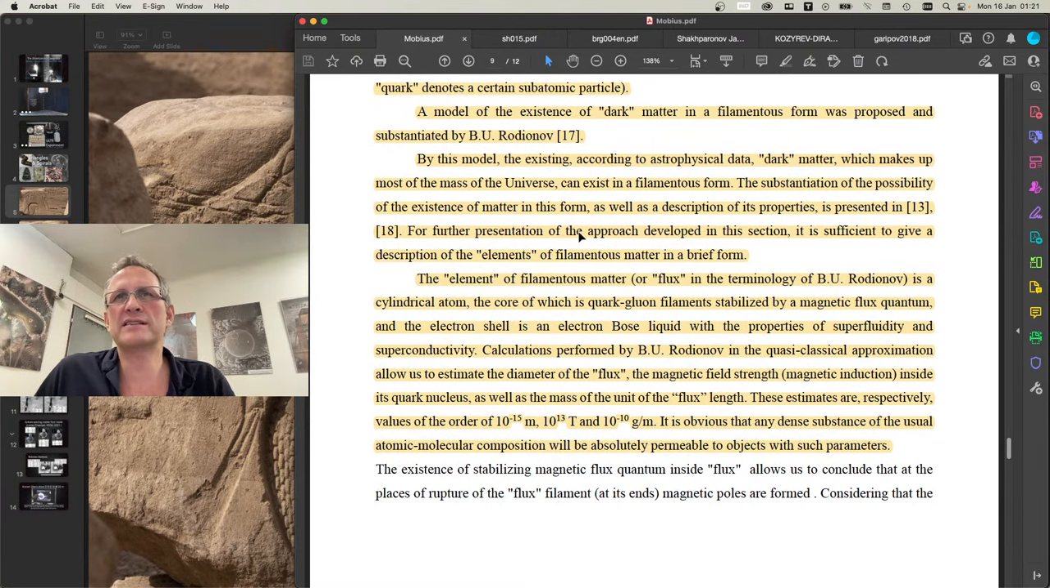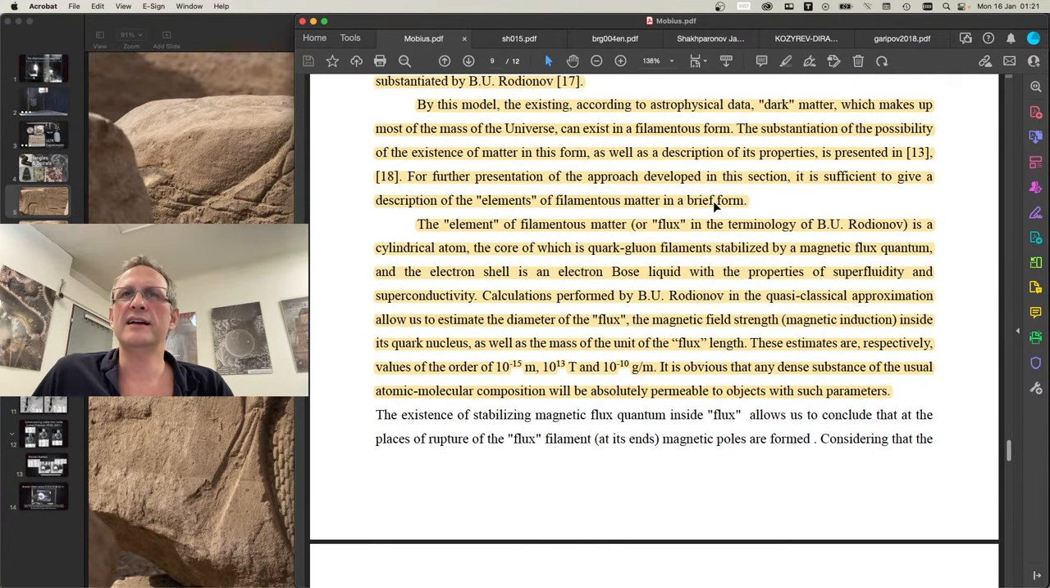For further presentation on this approach developed in this section, it is sufficient to give a description of the elements of filamentous matter in brief form. So here we are. We have yet another author that is saying it's monopoles and that we have dark matter involved. So my own hypothesis, the hypothesis of S.V. Adamenko, and here we have Rodionov, and by extension, this work by Dmitry, saying that it's dark matter that's involved.